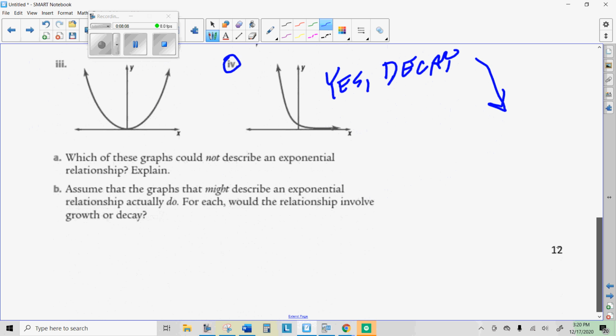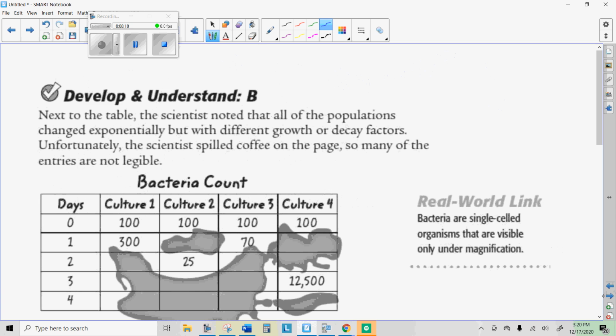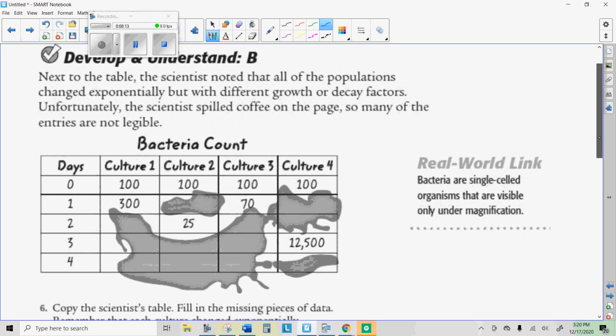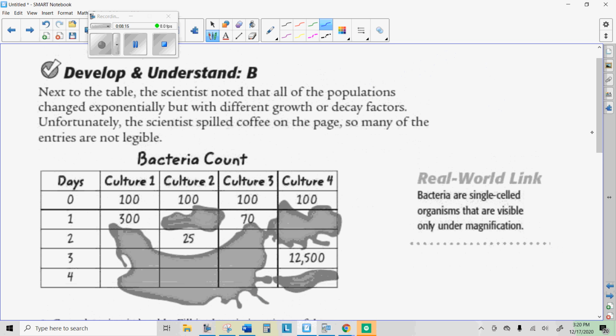All right. For this situation, these are my notes from a bacteria experiment I was doing with some cultures, and I ended up spilling some coffee on them, so I lost some of my values. But because I knew this was exponential, I was able to check and guess and figure out what the missing numbers were. Okay, and here's how I did it.